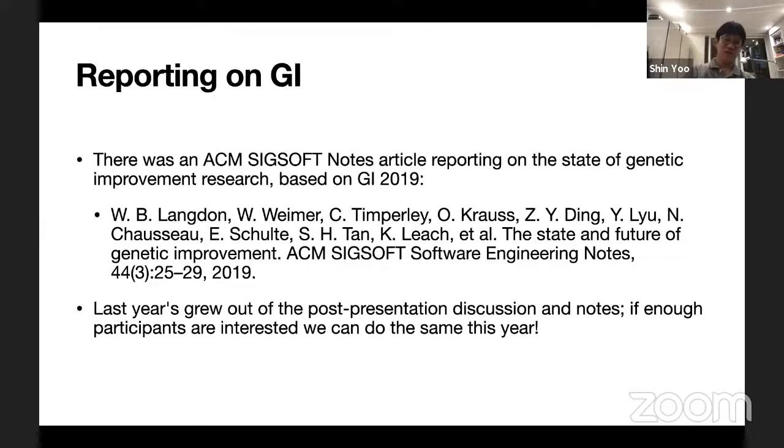And then one final thing, reporting on GI. Last year, we had a publication as a result of having the workshop, ACM SIGSOFT notes, titled somewhat in a grand way, The State and Future of Genetic Improvements. And that paper really sort of organically grew out of the post-workshop discussion and the notes that people took. And if enough people are interested in doing something similar this year, then we can obviously try to do the same thing again. So let the organizers know either during or after the workshop if you are interested in something similar.